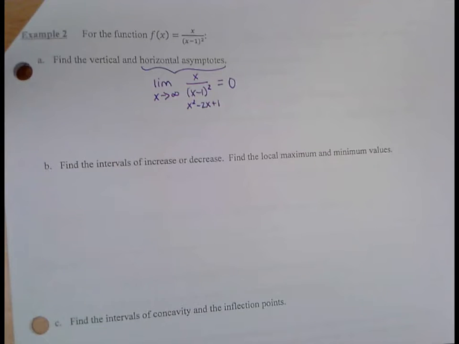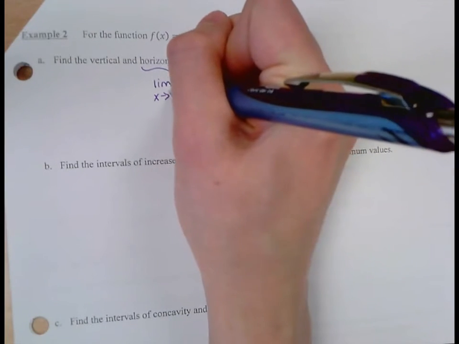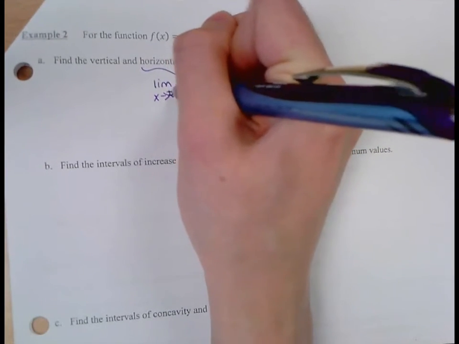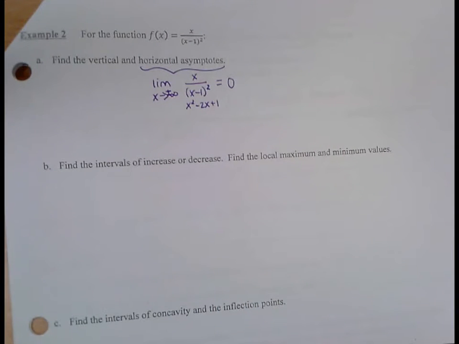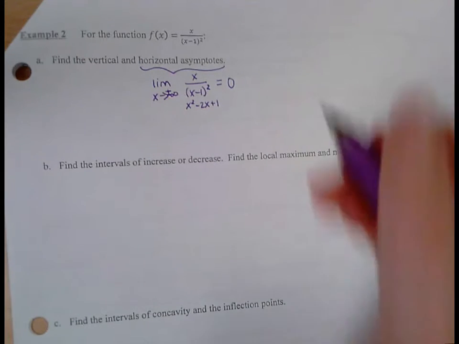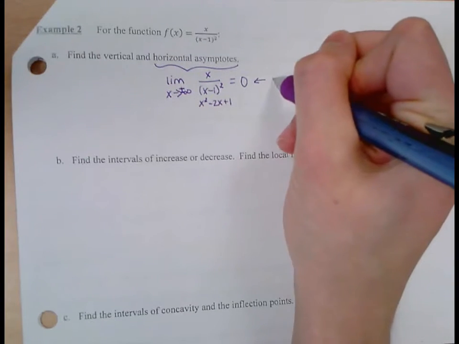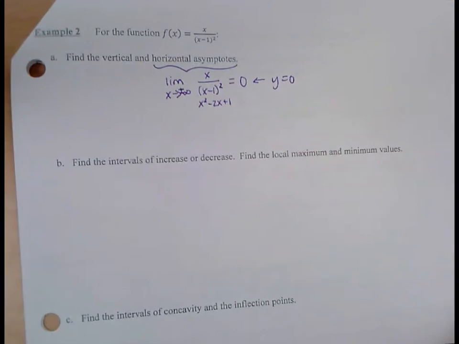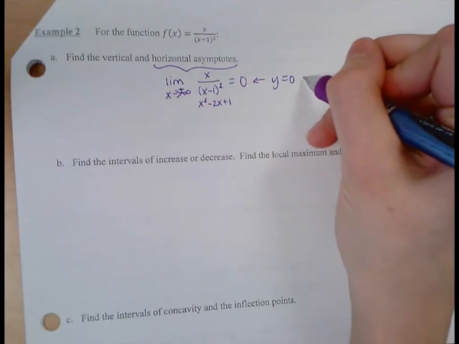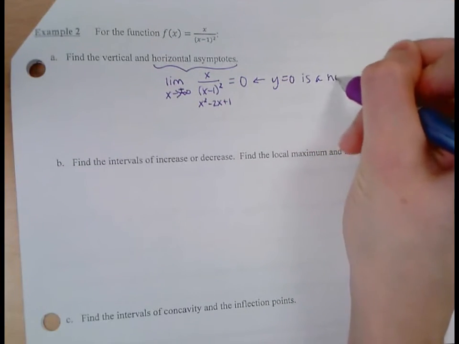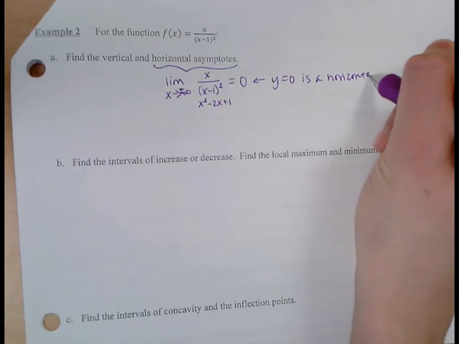So when the highest power of x is in the denominator, that limit as x approaches positive or negative infinity will be 0. So this limit would be the same regardless of if x is approaching positive or negative. You should check both in case they are different, because you could have two different horizontal asymptotes. So this means the line y equals 0, which is just the x-axis, is a horizontal asymptote.